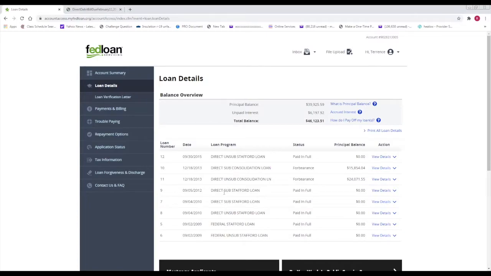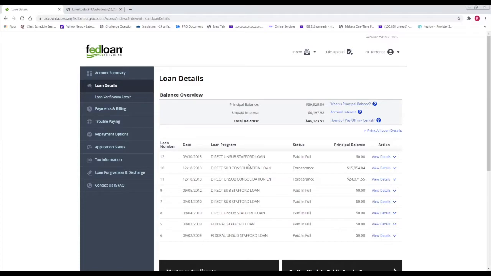Then I had a direct sub Stafford loan, another direct sub Stafford loan, and then I had an unsub Stafford loan, a federal Stafford loan, and then a federal unsub Stafford loan. So we talked about all of those loans. That's what I was talking about last week when I said you could have multiple loans. As you saw in this example, I have multiple loans.